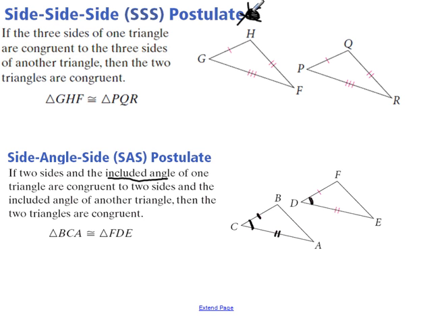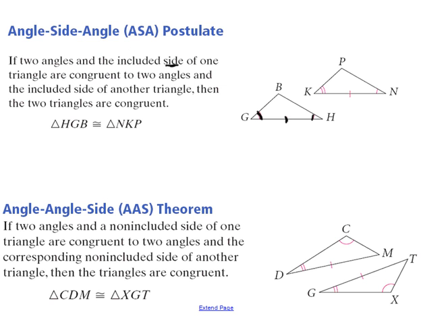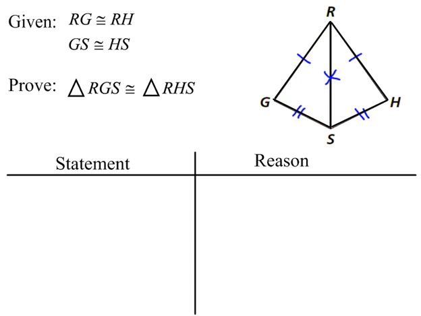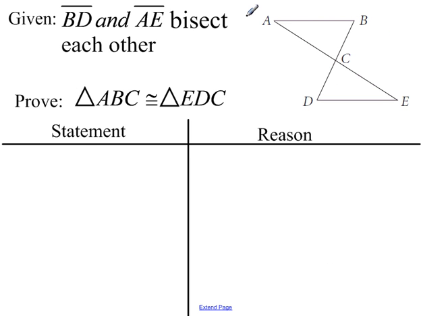This one here. If the three sides of one triangle are congruent to the three sides of another triangle, then the two triangles are congruent. And that's what we just proved right now. Okay, let's look at another one.